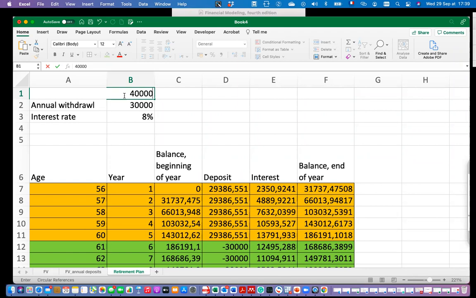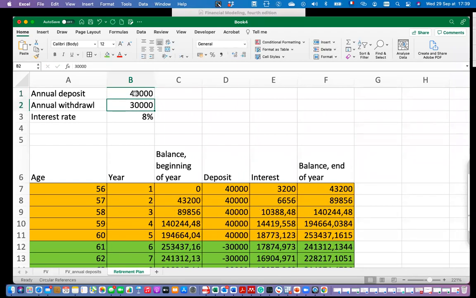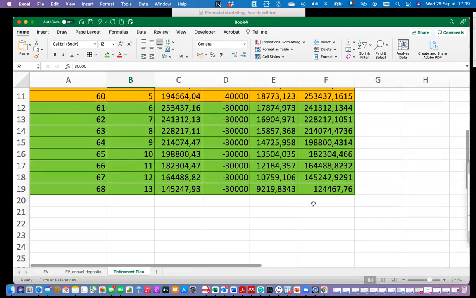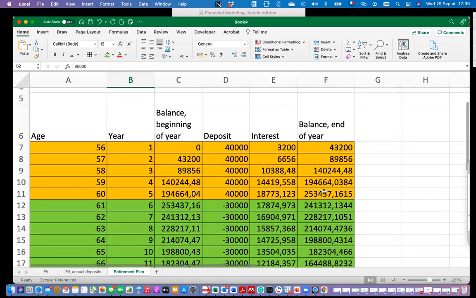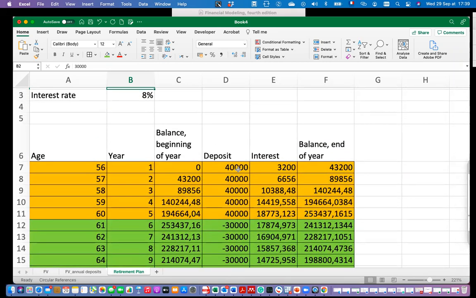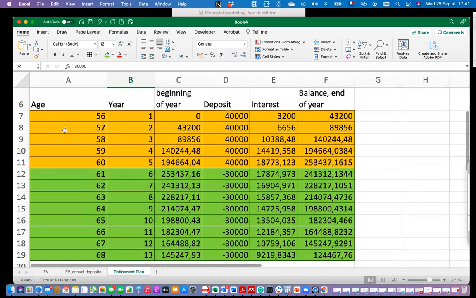With $40,000, we will have $124,467 by the end of the final year, which is not what I'm looking for. I'm looking to have 0 here, which means that I'm saving more money than I really need when I'm working.